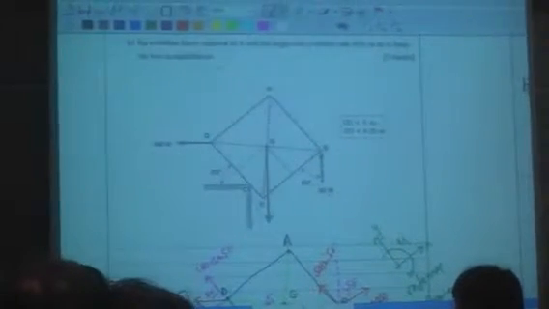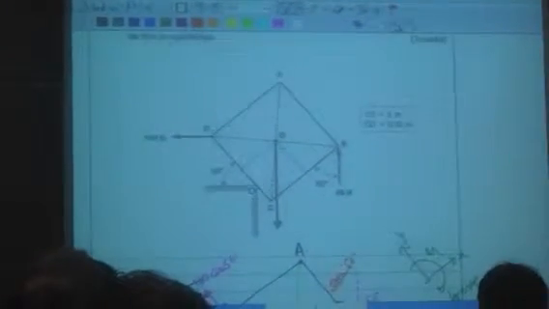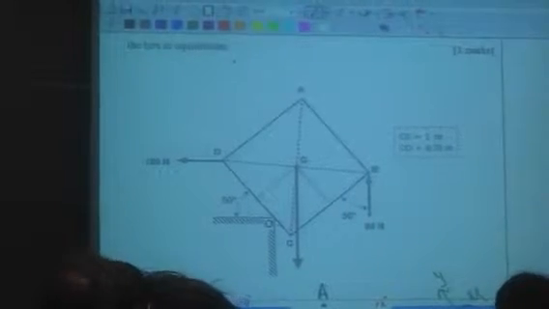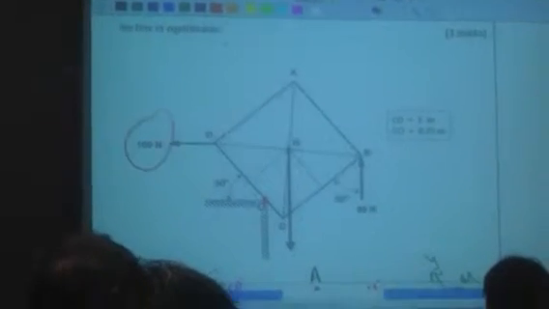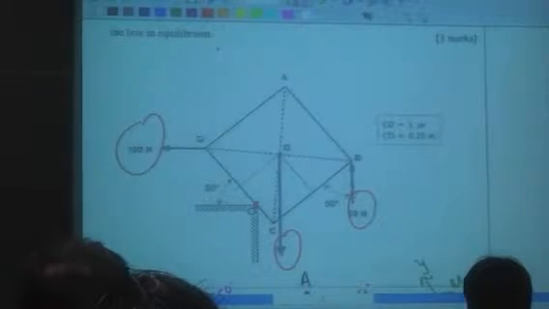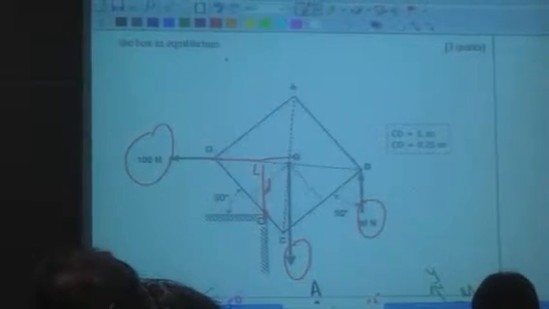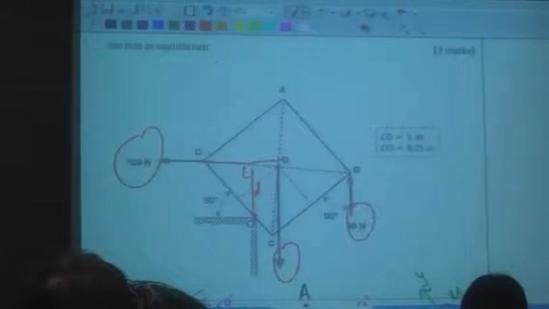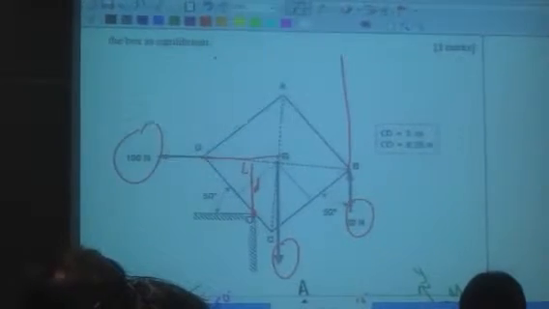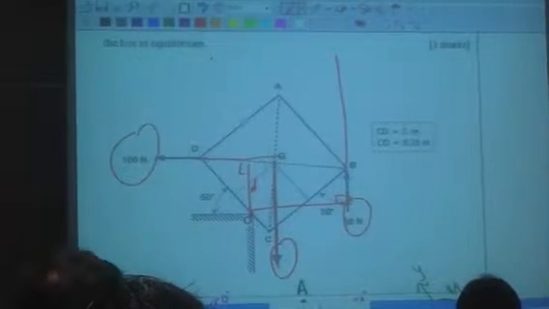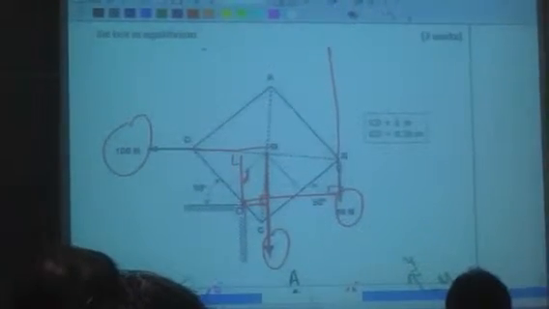See, all you need to do is understand what I'm saying. Well, you want to take moment about here. 1 force, 2 forces, 3 forces, right? How to take moment? Perpendicular distance. This one, maybe you can find. Let's take a look at this one. This one also maybe you can find. But what about this one? Or this one also maybe you can find. Okay, these are perpendicular distances that you should know.